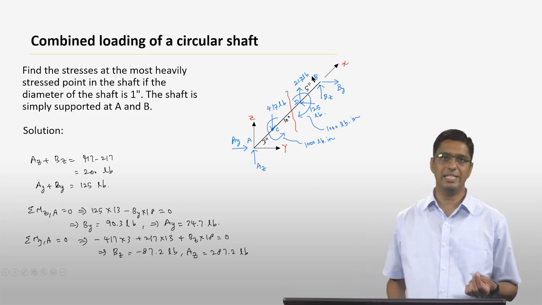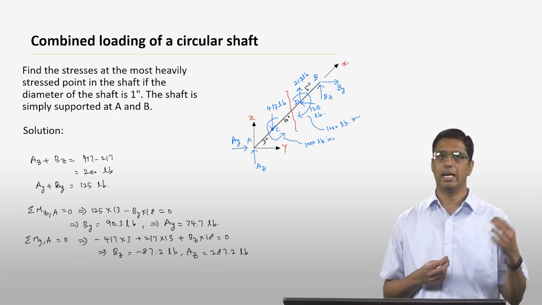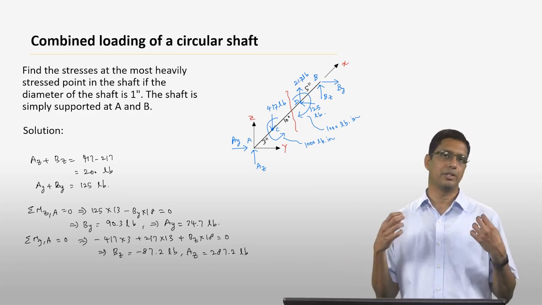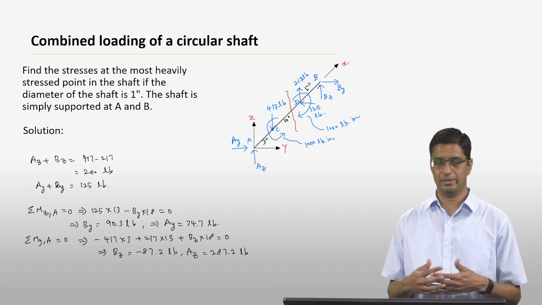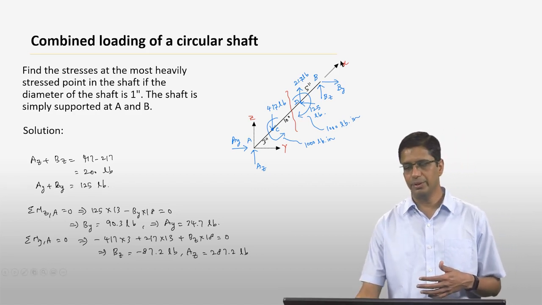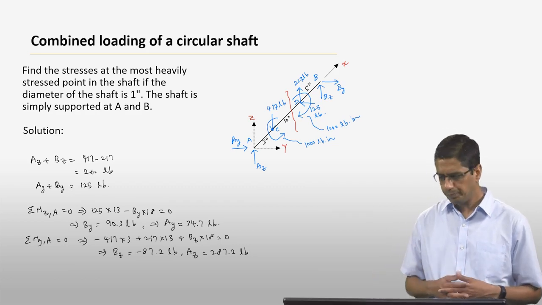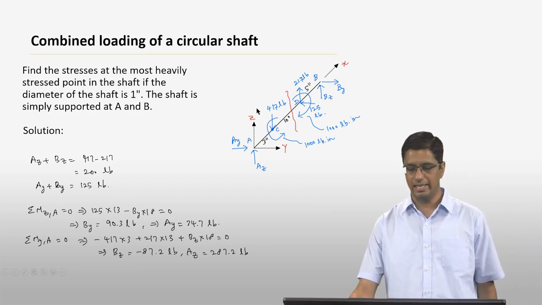So essentially what that means is that you are going to have only two force reactions at point A and point B. There are going to be no moment reactions, and there's going to be no force reaction along the axial direction. So along the x-axis here, you are not going to have any reaction force at point A and point B. Okay, and we are also provided a bunch of forces that are acting on the shaft.